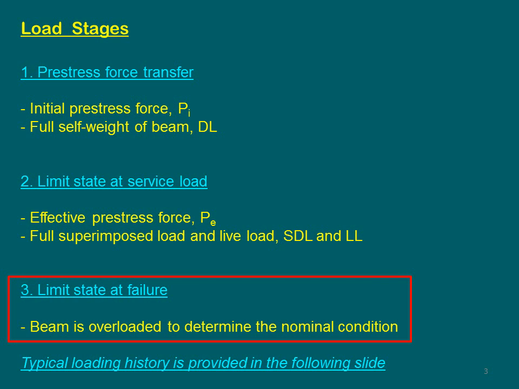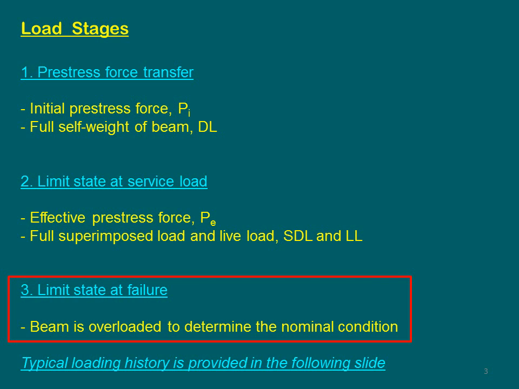The second stage or second limit state is going to be right at the service load. Now, all the pre-stress losses would take place, and in this case, P effective is going to be the effective pre-stress force, and with that, you're going to have all the dead load. The entire dead load means that you're going to have the superimposed dead load, which is additional dead load, and also you're going to have the live load, and certainly you're going to have the dead load with it, which is the self weight of the beam.